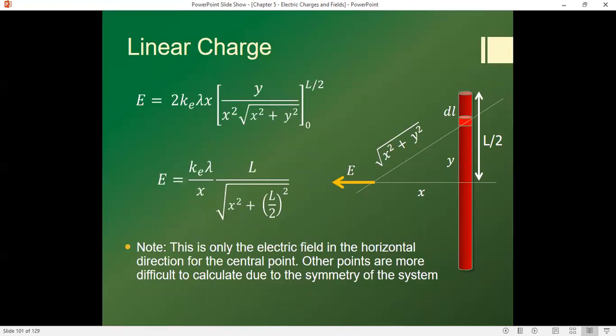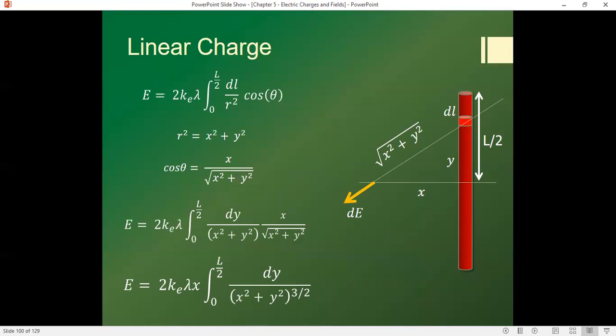You find that the result of this is this expression right here, okay? Again, I'm not going to go through the actual calculus of integrating that out, but we know that we're integrating here in the y direction.